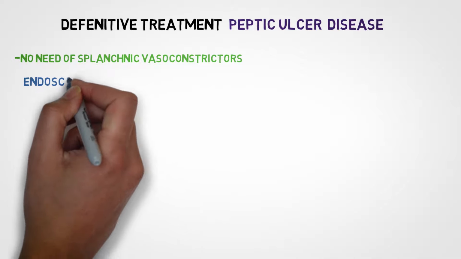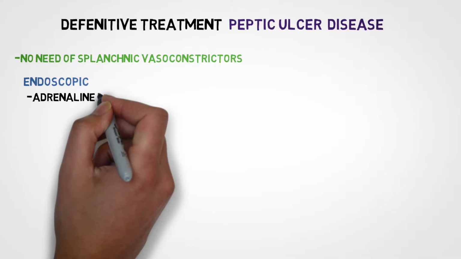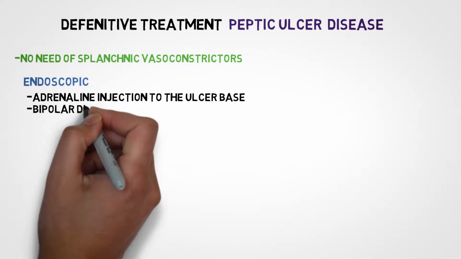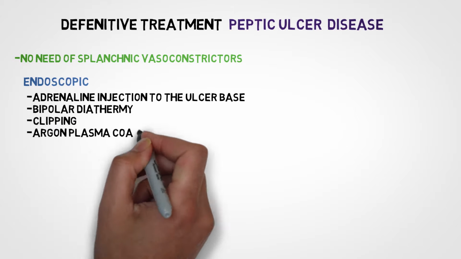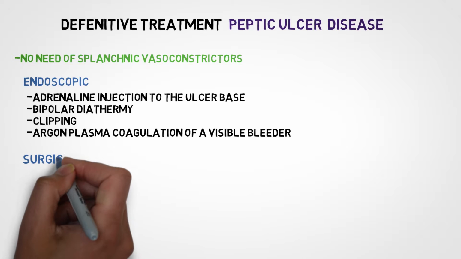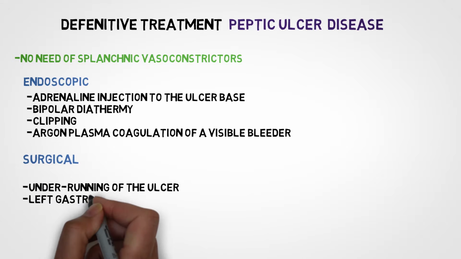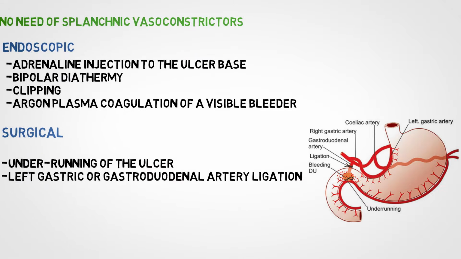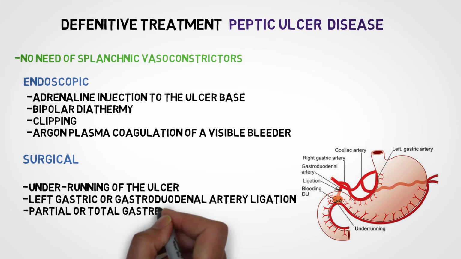The endoscopic options are adrenaline injection to the ulcer base, bipolar diathermy, clipping or argon plasma coagulation of a visible bleeder, and the surgical options are underrunning of the ulcer, left gastric or gastroduodenal artery ligation, and partial or total gastrectomy.